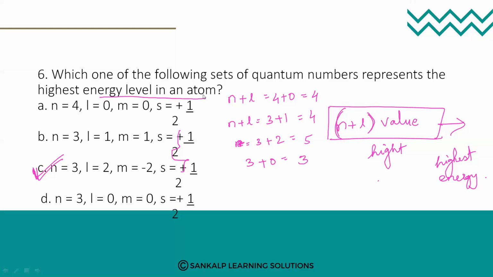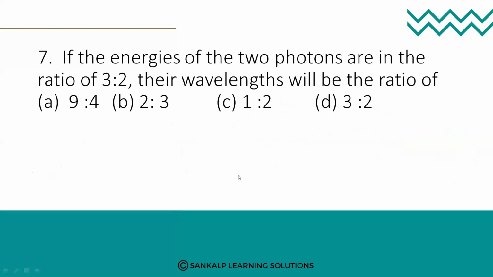So we are seeing the principal quantum number, very important, all the quantum numbers. Let us go for the next question: if the energies of the 2 photons are in the ratio of 3:2, their wavelengths will be in the ratio of. We have seen this. We know that.